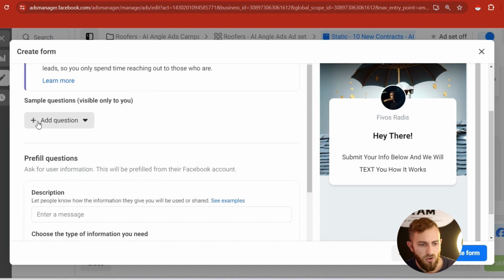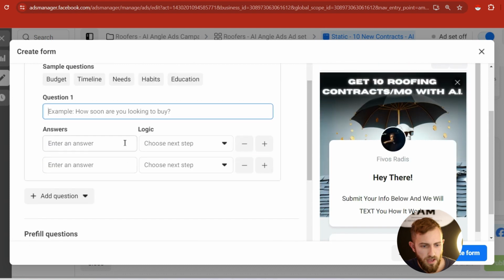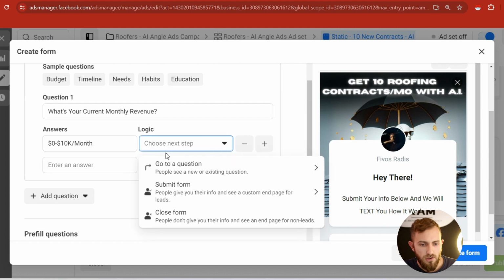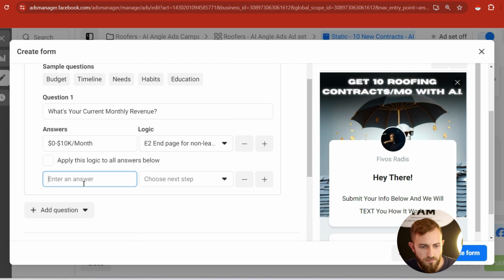Okay, so you want to click on add question over here, multiple choice, and then the qualification question that I had on my forms was, what's your current monthly revenue? 0 to 10K a month. For me, these businesses are unqualified. Okay, so what I would do is you go to logic over here and you go to close form and just leave this as it is over here.